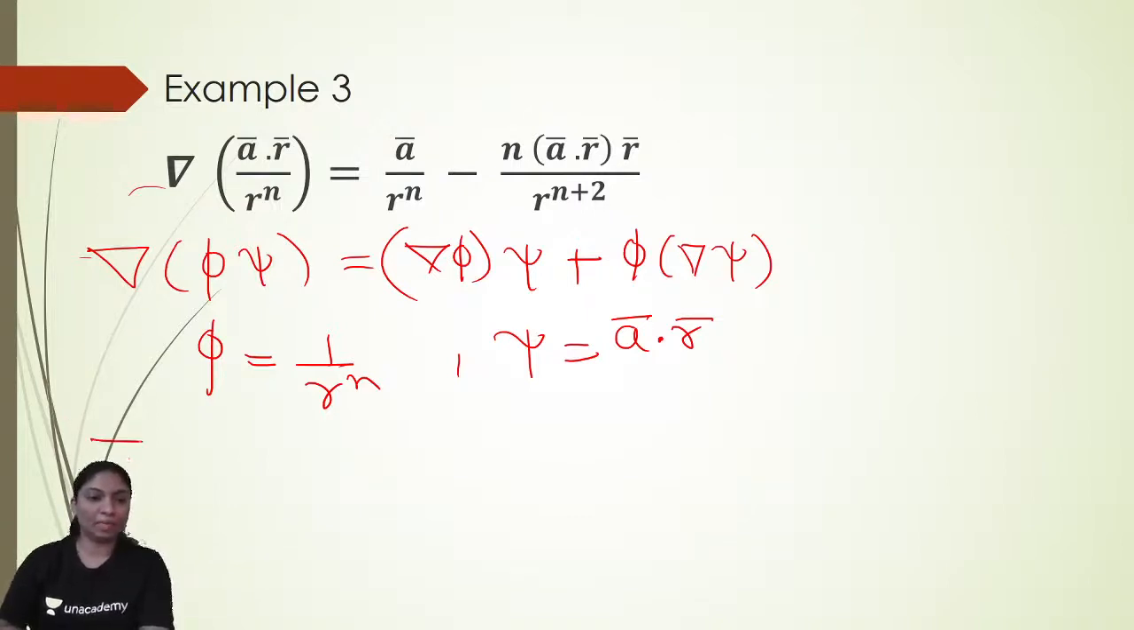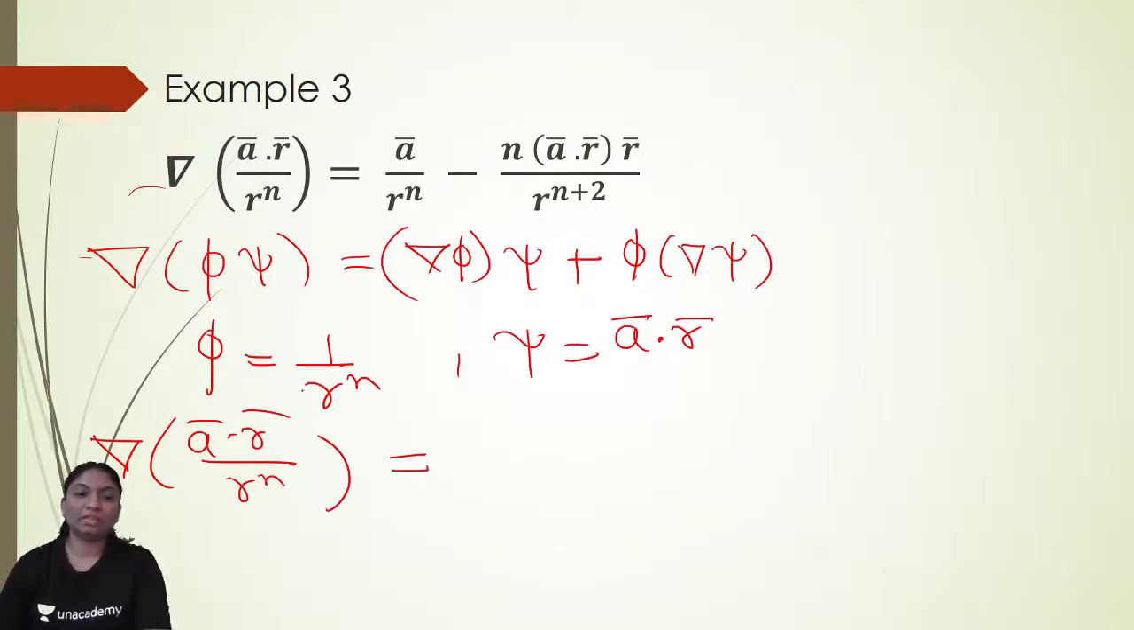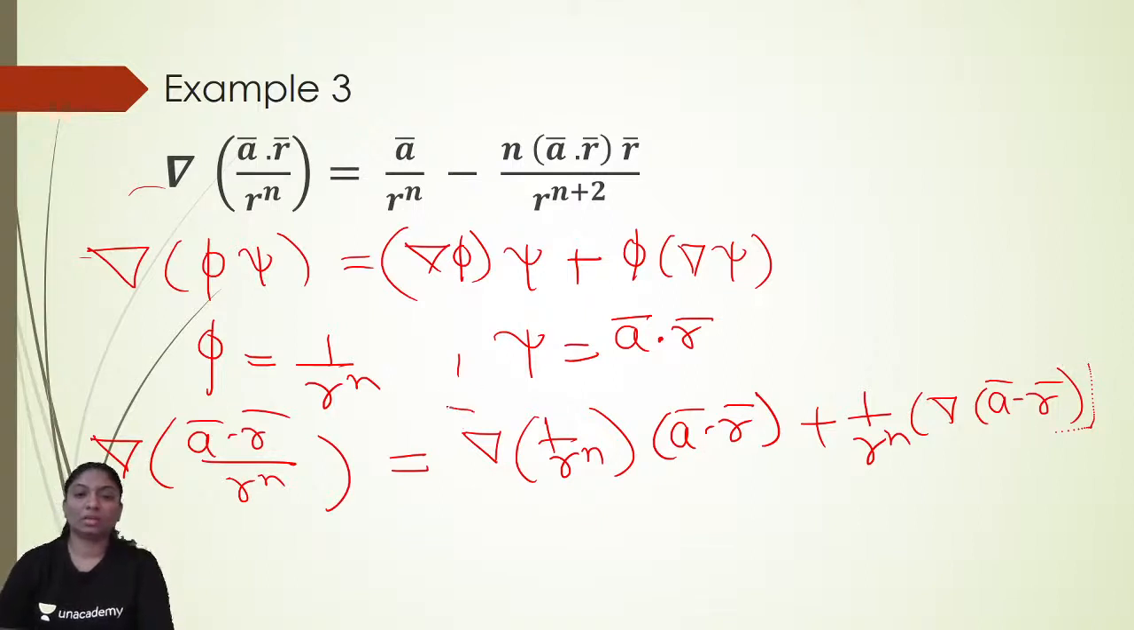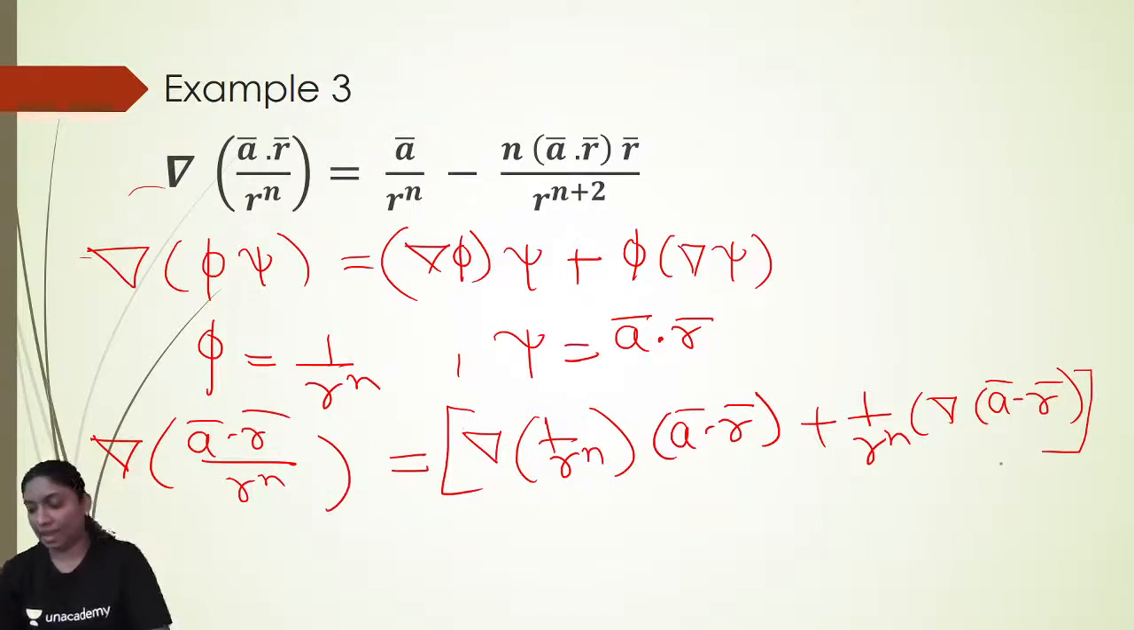So apply here property of del phi psi, that is a bar dot r bar upon r raised to n. You will get here. So your phi is 1 upon r raised to n. So ये मिल गया आपको del of 1 upon r raised to n into psi है आपका a bar dot r bar plus phi है आपका 1 upon r raised to n और del of a bar dot r bar. Okay, I think you are clear here how I applied the property. Okay, del phi psi plus phi del psi.